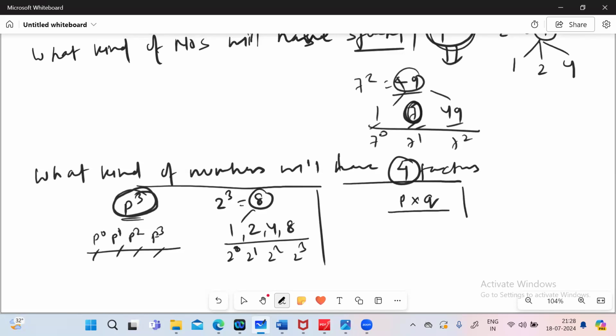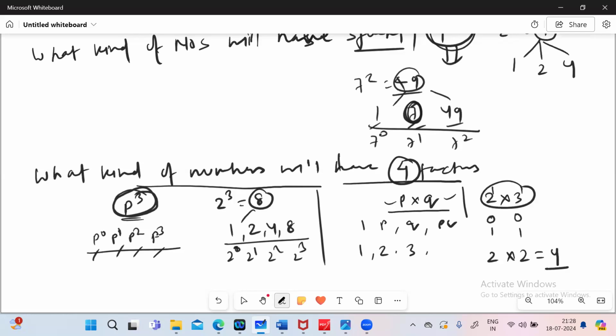Let's take a number 2 into 3. So what it is basically is 2 to the power 1 and 3 to the power 1. The available options for the power of 2 are 0, 1. The available options for the power of 3 are 0, 1. So the total number of factors we can make is 2 into 2, which is 4. So any number we get by multiplying 2 primes will have 4 factors, and you can write these 4 factors as 1, p, q, and pq. Like in 6, all the 4 factors are 1, 2, 3, and 6. Okay, did you understand that?